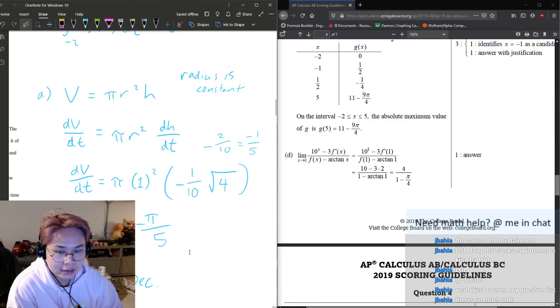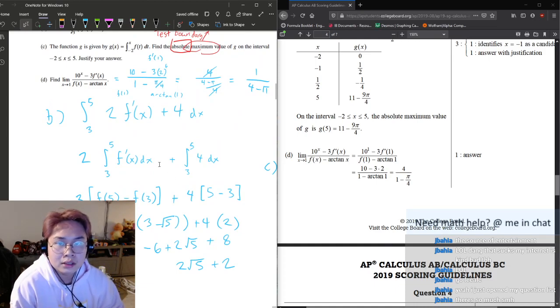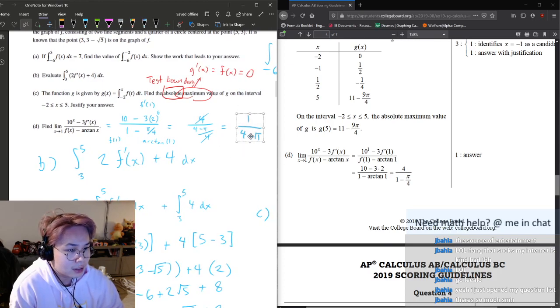And then part D. Find this limit. Oh, I did it over here real quick. 1 over 4 minus pi. And then I have something different. Is it different? I can't tell.